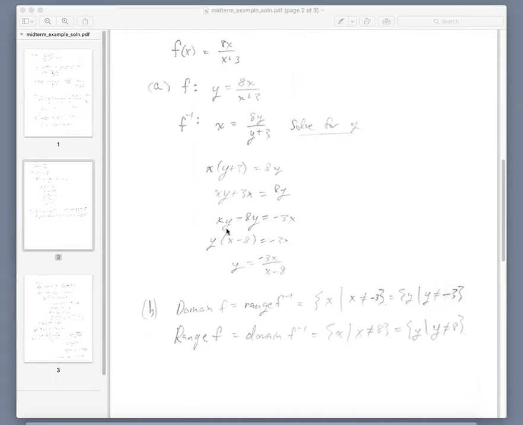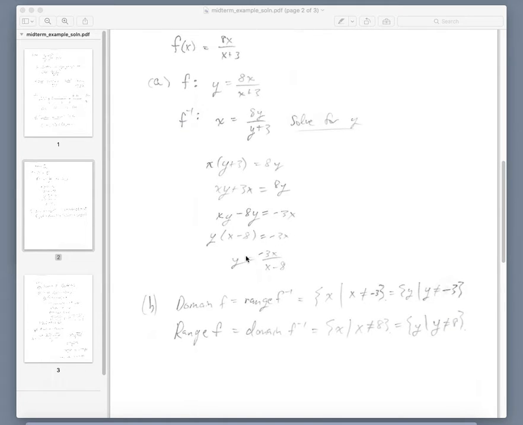Then to isolate the y, you factor here. Now this is probably the step that confuses people the most, but you factor the y out, and then you divide by x minus 8 to isolate the y. And this is now giving me the rule for my inverse function. F inverse of x would be minus 3x divided by x minus 8.